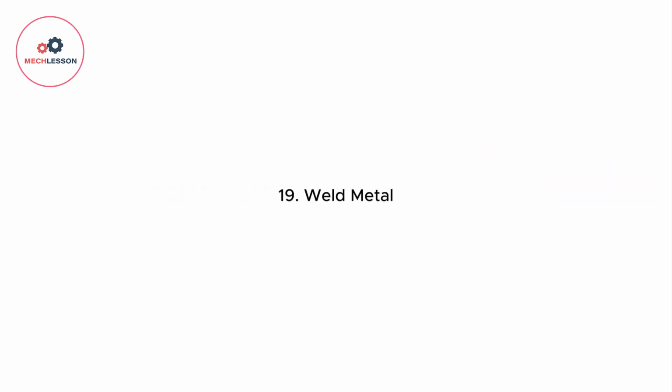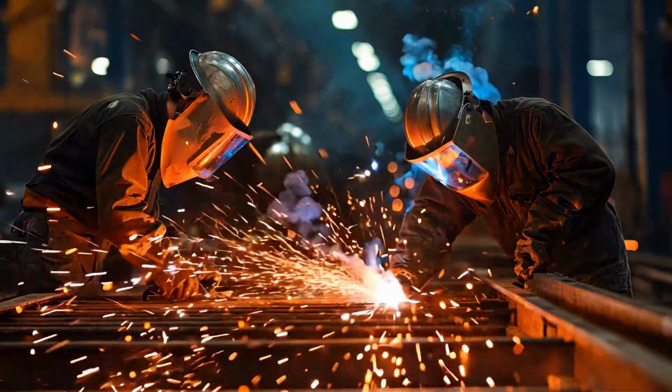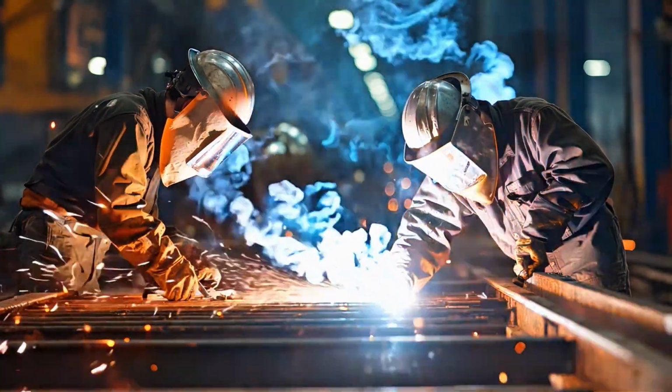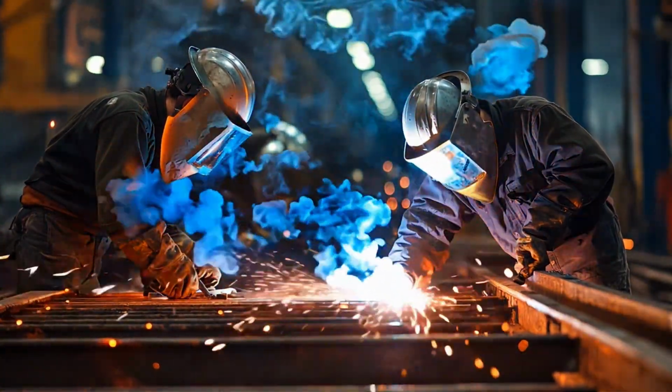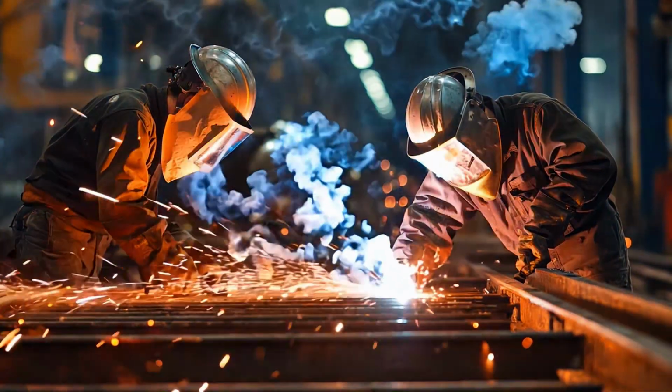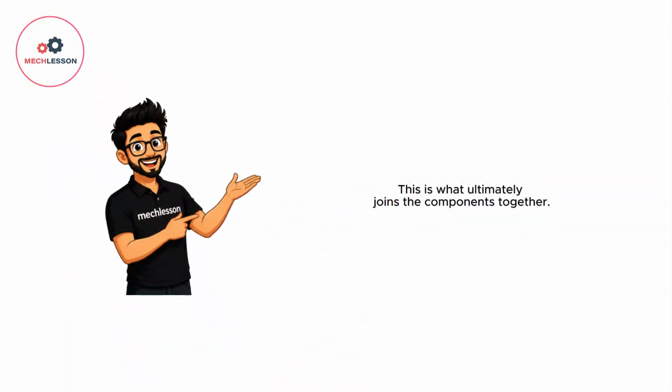19. Weld metal. Weld metal is the material that melts and solidifies to form the weld bead. It consists of melted base metal and filler material. This is what ultimately joins the components together.